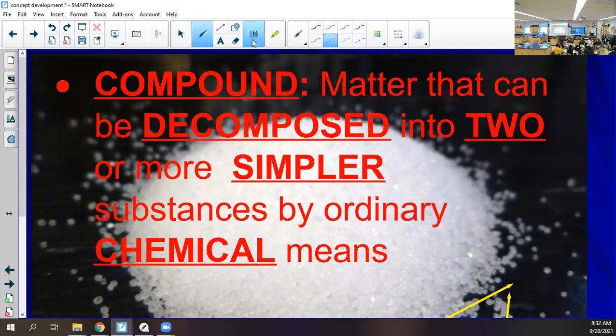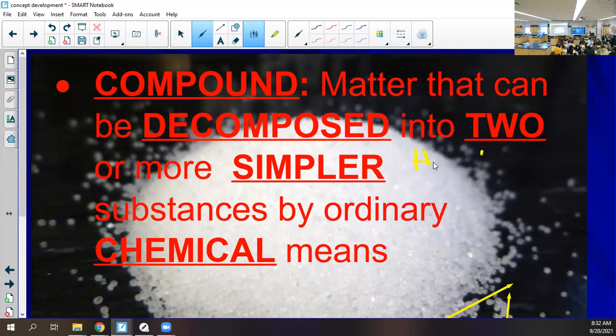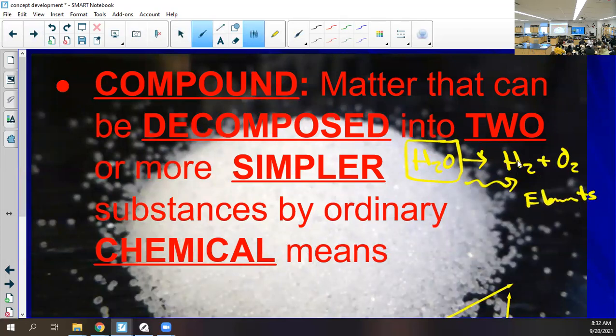So I can take water. So I have H2O, and I can decompose it into H2 gas and O2 gas. So water is a compound because it can be broken down into two elements. And these elements, they stick together. They cannot be broken down by ordinary chemical means.